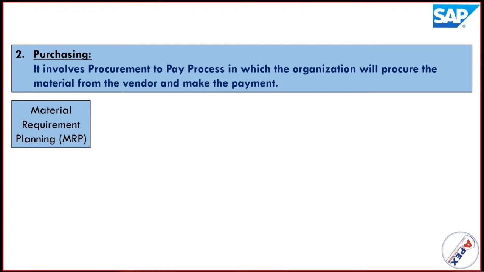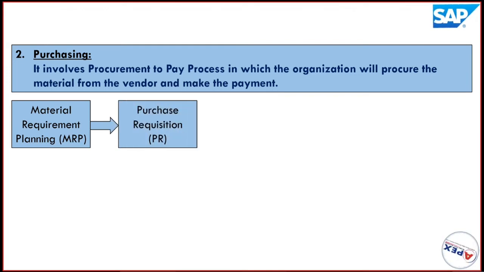Okay, suppose the organization's requirement is to procure material. To procure the material, let's take an example of a company. In a company's production department, try to understand this concept. This concept is very important in SAP MM. If you understand these concepts, you can easily understand the practical things also.